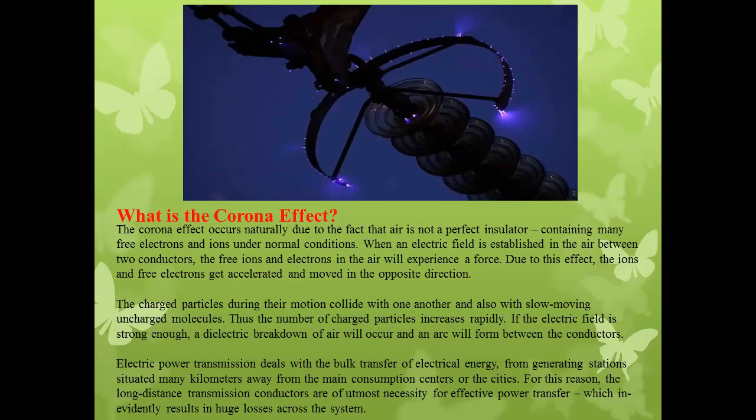So these ionized particles, or ions and electrons, get accelerated and are moved towards the opposite direction. As we know, opposite direction means what? Electrons always repel from the negative terminal and are attracted towards the positive terminal.